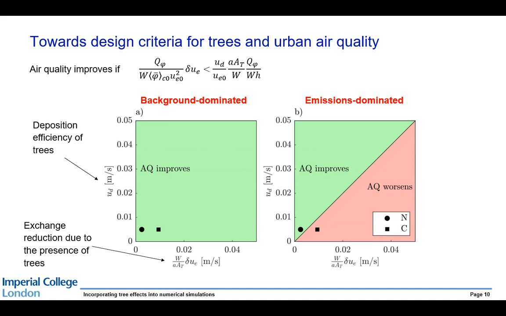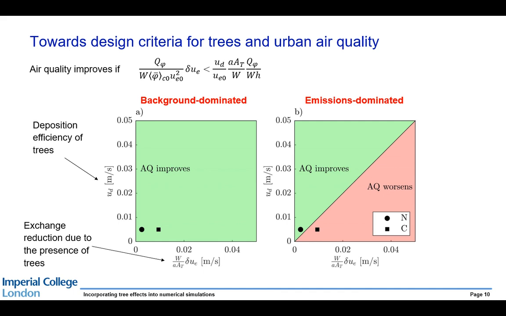But what this shows, what the process is doing, is a Taylor expansion of the exchange velocity as a function of the leaf area index. And when you do that and arrive at this expression, and consider the assumptions that you make in a background-dominated and an emission-dominated regime, you find that, in fact, in the background-dominated one, you always get an improvement in air quality, whereas in the emission-dominated one, you might not.